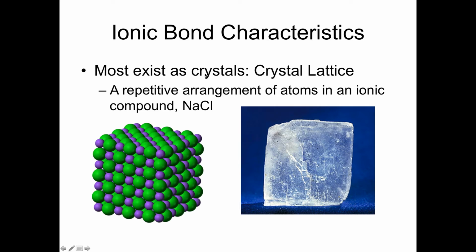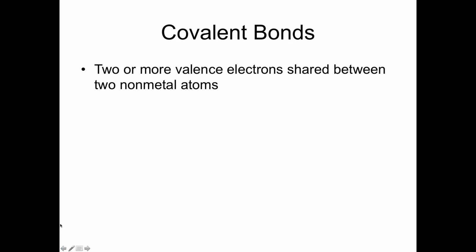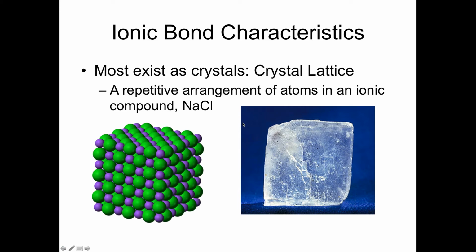There's some characteristics for ionic bonds that I want you guys to know. The first one is that they exist in something called a crystal lattice, which basically means it's a repetitive arrangement of atoms. This is a three-dimensional drawing of NaCl. The green dots represent the sodium, the purple ones represent the chlorine, and if you notice, it gets very repetitive. It goes purple, green, purple, green, over and over and over again. It basically makes a crystal.